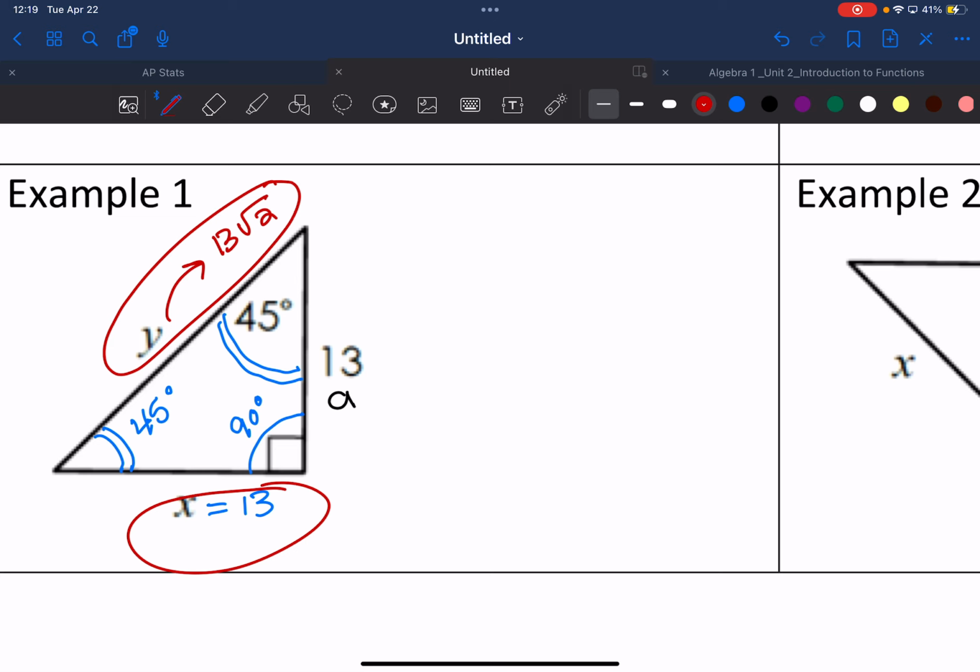Notice because we realized this was a special right triangle, we were able to skip the steps of the Pythagorean theorem. You still would have got the same answer of 13 square roots of 2, but you'd have to do more math to do that. Since this is a special right triangle, we just have to remember the ratio, x, x, x square root of 2, representing the two legs and the hypotenuse, to find our answer. Any questions on 1?